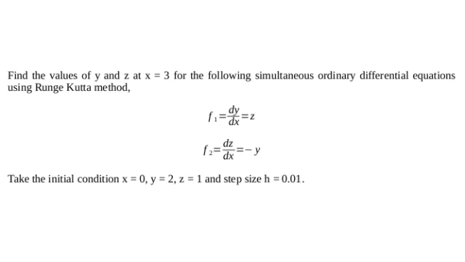x is equal to 3, and these two simultaneous ordinary differential equations are given, that is f1 is equal to dy over dx is equal to z, and f2 is equal to dz over dx is equal to minus y, and we have to solve these two equations with the help of the Runge-Kutta method.